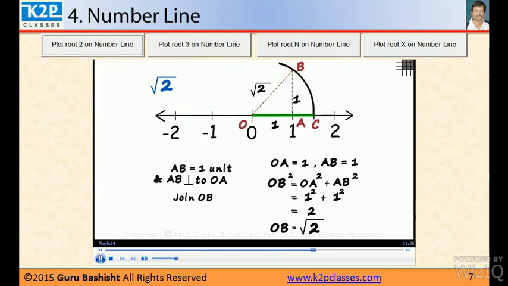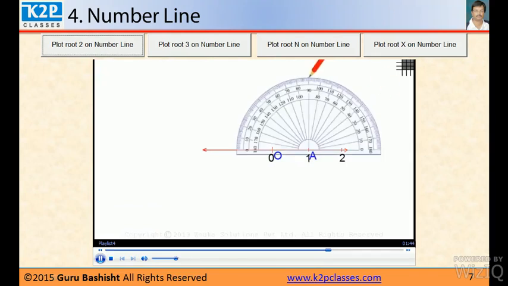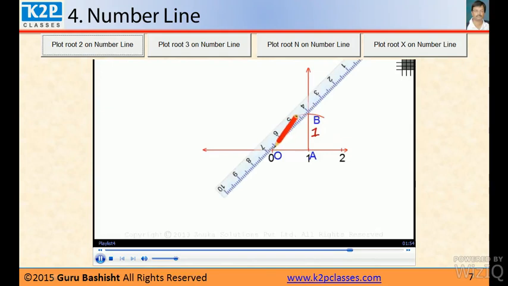Let's quickly see how we can actually construct it. Let OA be 1 unit long. Then we take a protractor, make a 90-degree mark and join that point to A. Then on the compass, we take the length of 1 unit and mark it on this line to get AB as 1 unit. And then we join OB. This length OB is root 2 units. And that is the length we need on the number line. So we keep the compass on point O, take length OB and cut an arc like this. That gives us length OC as root 2 units.